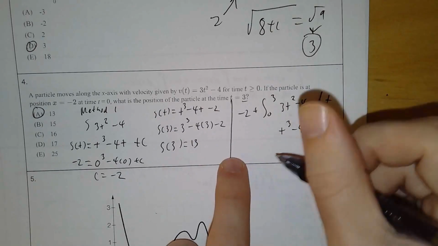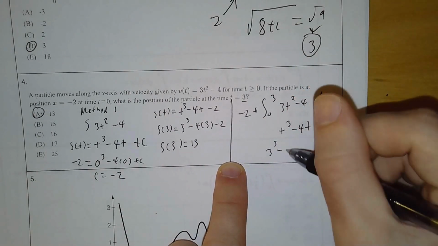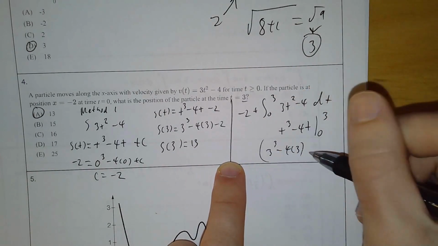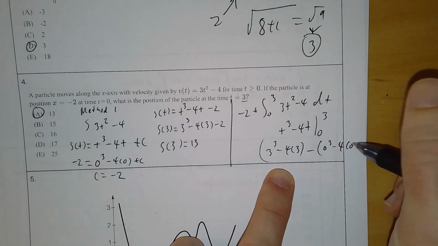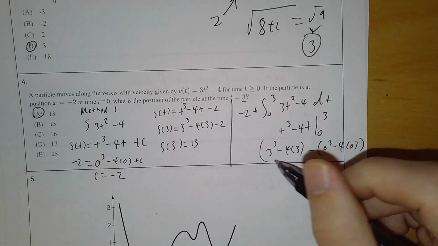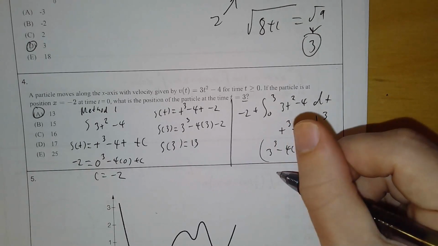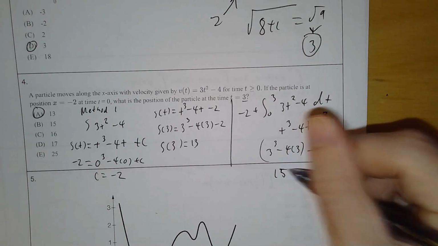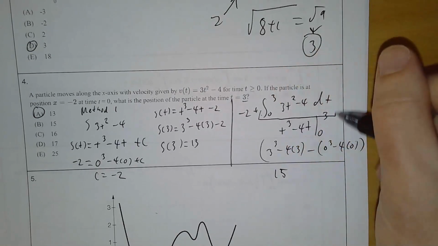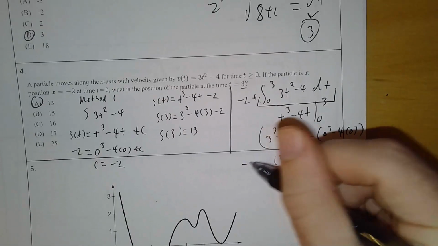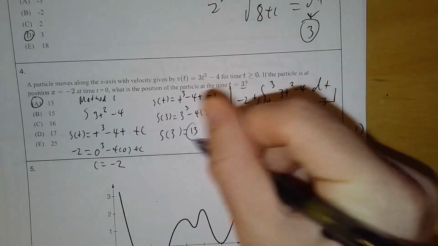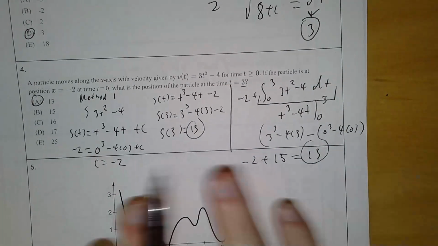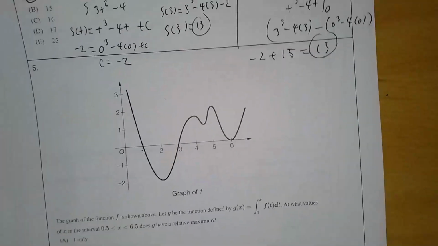I'm going to plug in a 3, so we get 3 cubed minus 4 times 3, minus 0 cubed minus 4 times 0. That just makes it 0, so I don't have to worry. It's 27 minus 12, which is 15. So this whole expression just equals 15, and then I have negative 2 plus 15, which is 13. So you can see both methods get me to 13. Method 2, method 1. Next one.